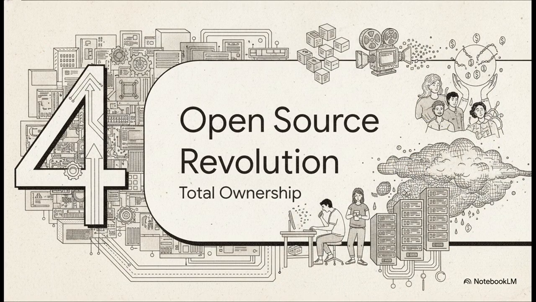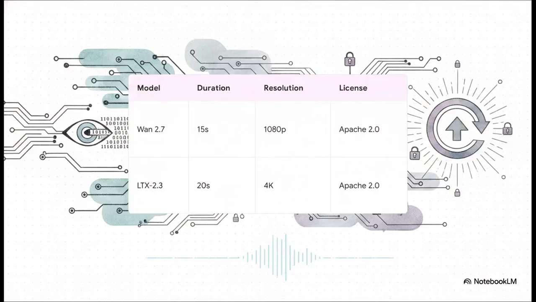Section 4. The Open Source Revolution. Total Ownership. This space is for the builders and studios who want to completely escape the trap of per second billing on cloud APIs. Alibaba's Wan series and Lightricks LTX 2.3 are leading this charge.